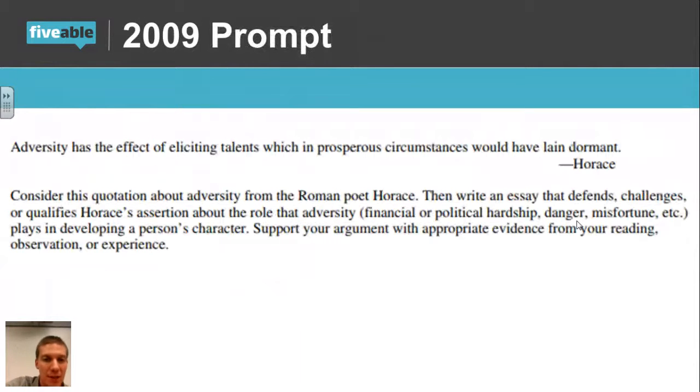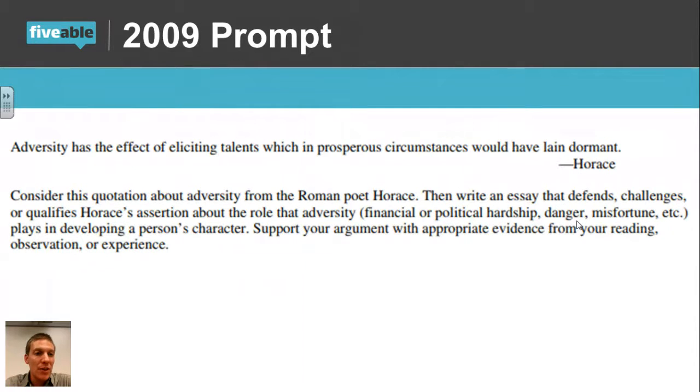2009, here's the other prompt. This is a great prompt. So here's a quote, and then we unpack it. Let's read the quote from Horace: Adversity has the effect of eliciting talents which in prosperous circumstances would have lain dormant.